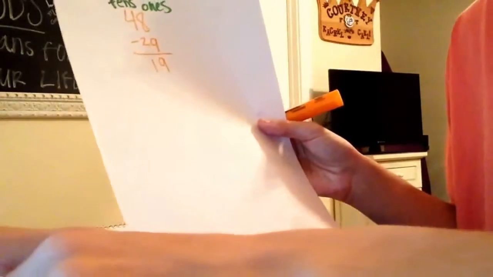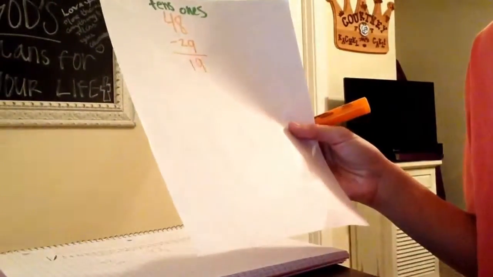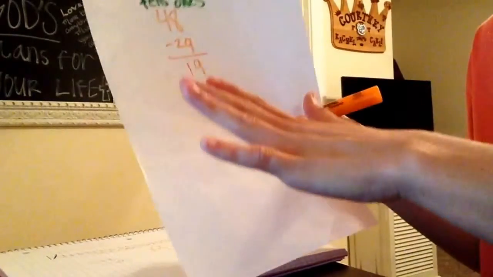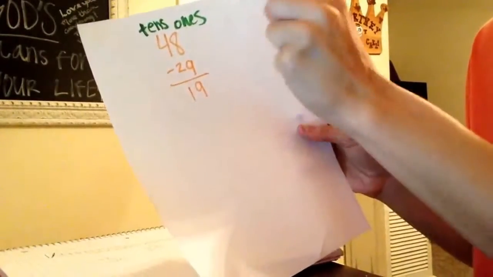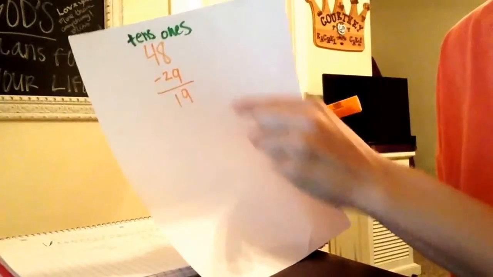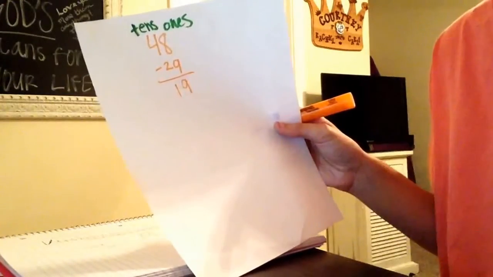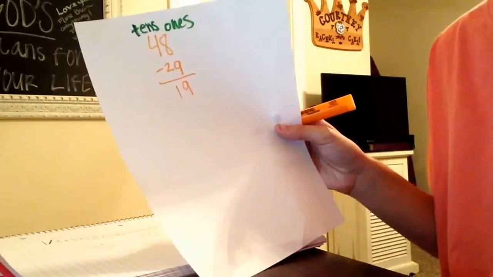So now I'm going to show you using base 10 blocks how to set up this problem. So whenever we're setting it up, the number we're going to make in the base 10 blocks is going to be the top number because we're trying to take away from 48. So in order to make 48 with base 10 blocks, let me show you how we're going to do this.